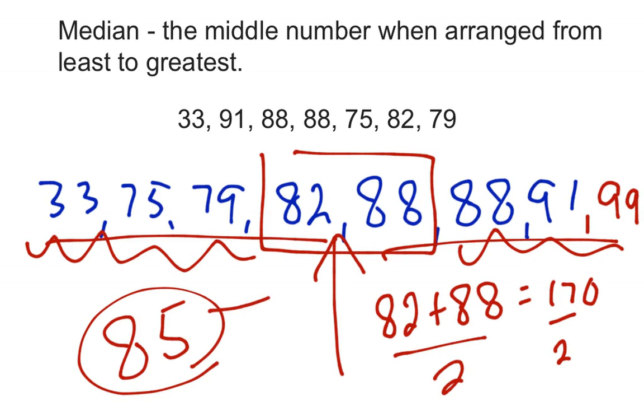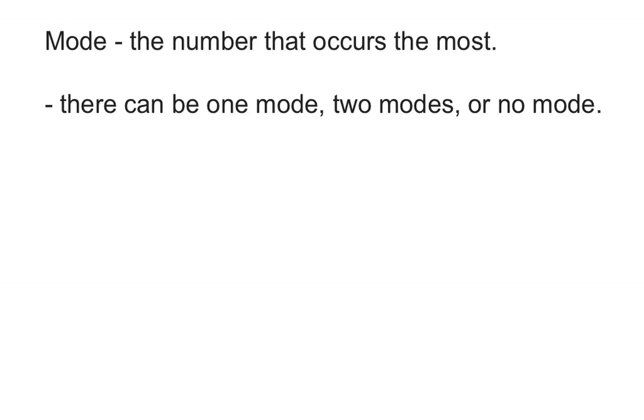And that should make sense. Is 85 directly in the middle between there? Absolutely. So if there end up being two numbers in the middle, you have to add them together, divide by 2. The mode, the number that occurs the most.